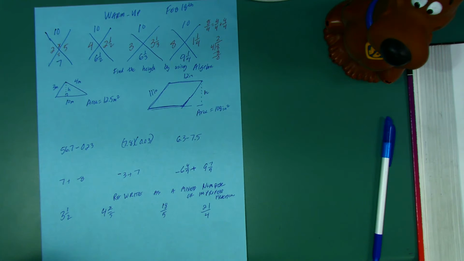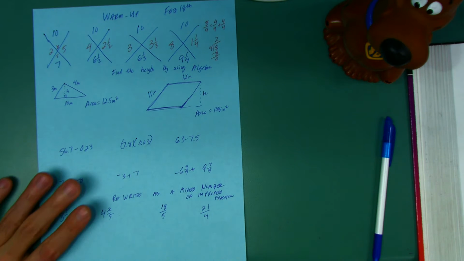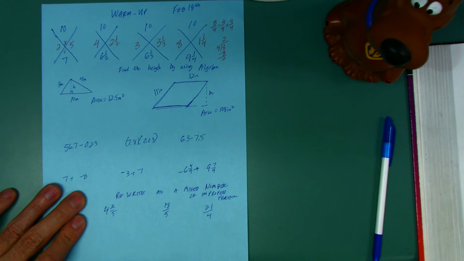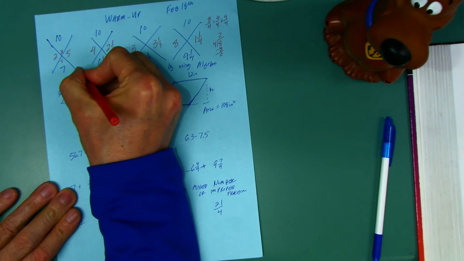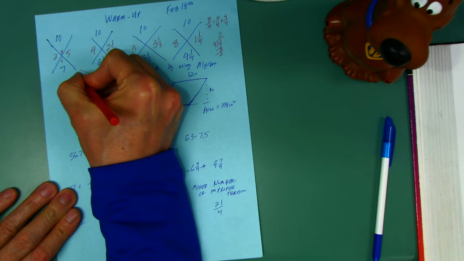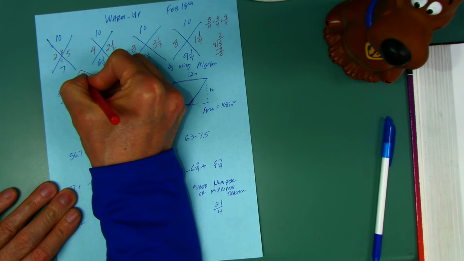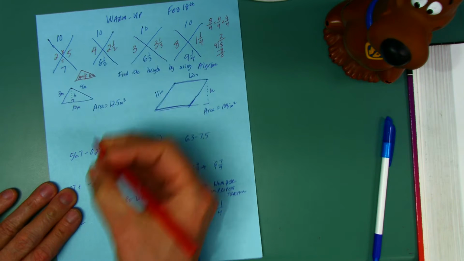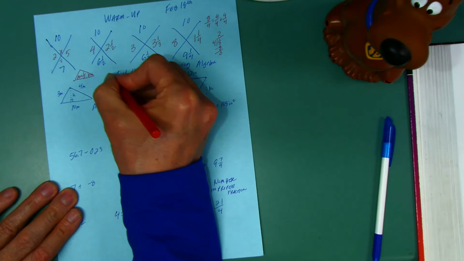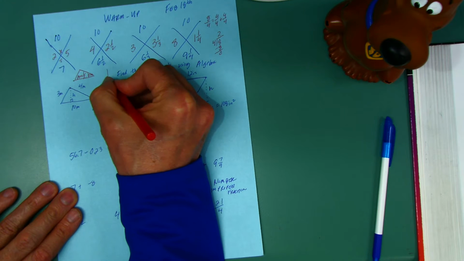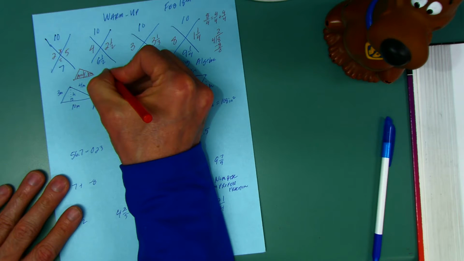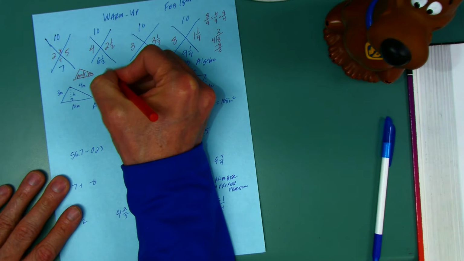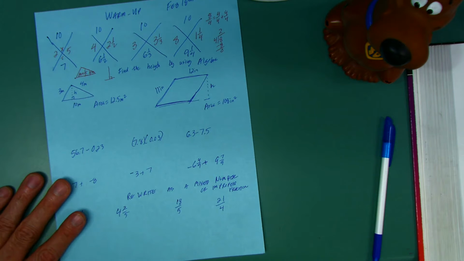Okay, so find the height using algebra. Yikes, what are you doing to us, Mr. Daniel? Well, you can do this. Remember, the area of a triangle equals 1/2 times the base times the height. And remember, when we're looking at area, we're often looking for the two lines that make the right angle. And when you make this symbol, it makes this look like a big H. So that's the height. Okay.